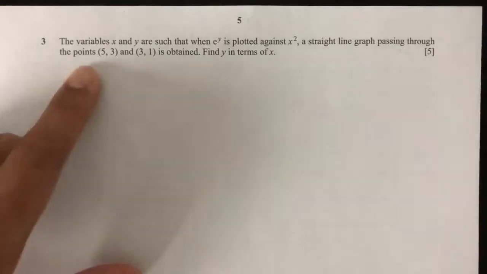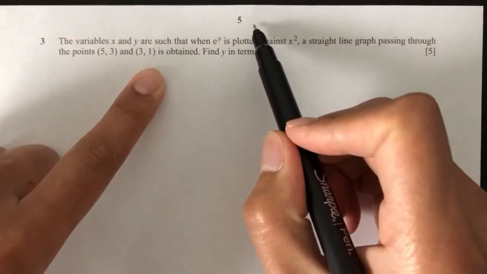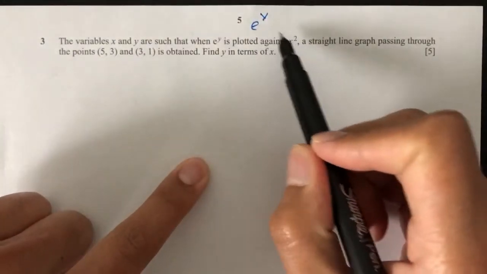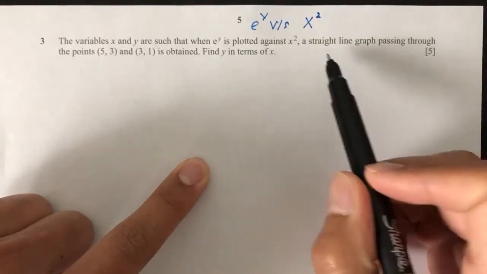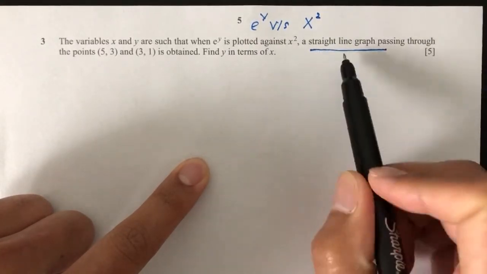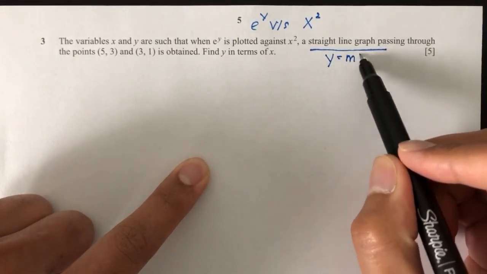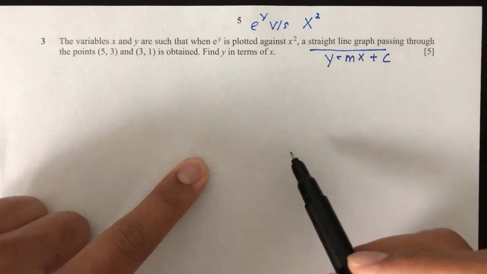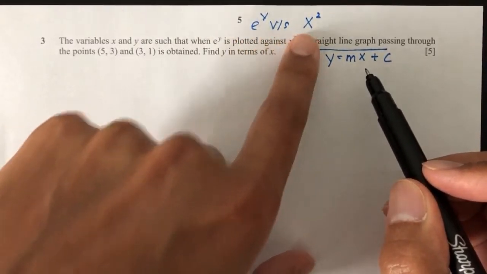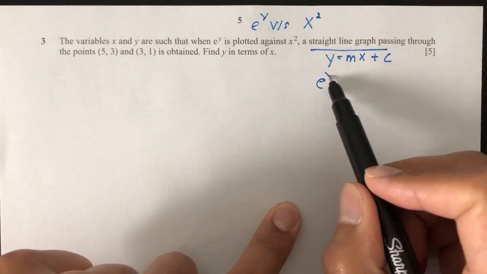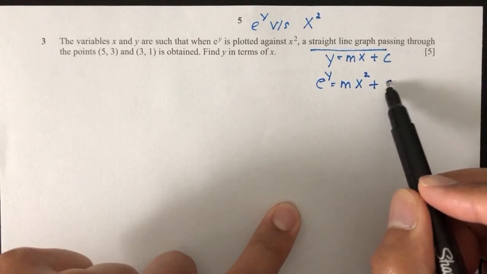Question number 3, we have the variables x and y are such that when e^y is plotted against x squared, a straight line is obtained. So what is the equation of straight line? Usually it will be y equal to mx plus c, right? That is for y against x. Now we have e^y against x squared, so it will be e^y equal to mx squared plus c. I hope that makes sense.